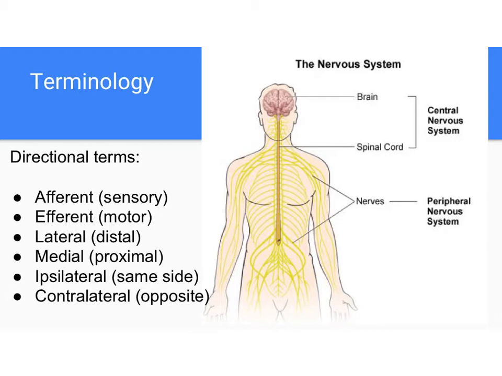So as information is traveling throughout the body, you might refer to these different terms. You want to know if it's an afferent projection, where it's located, is it proximal stimulus or distal, and is it projected on the same side or opposite side, so ipsilateral or contralateral.